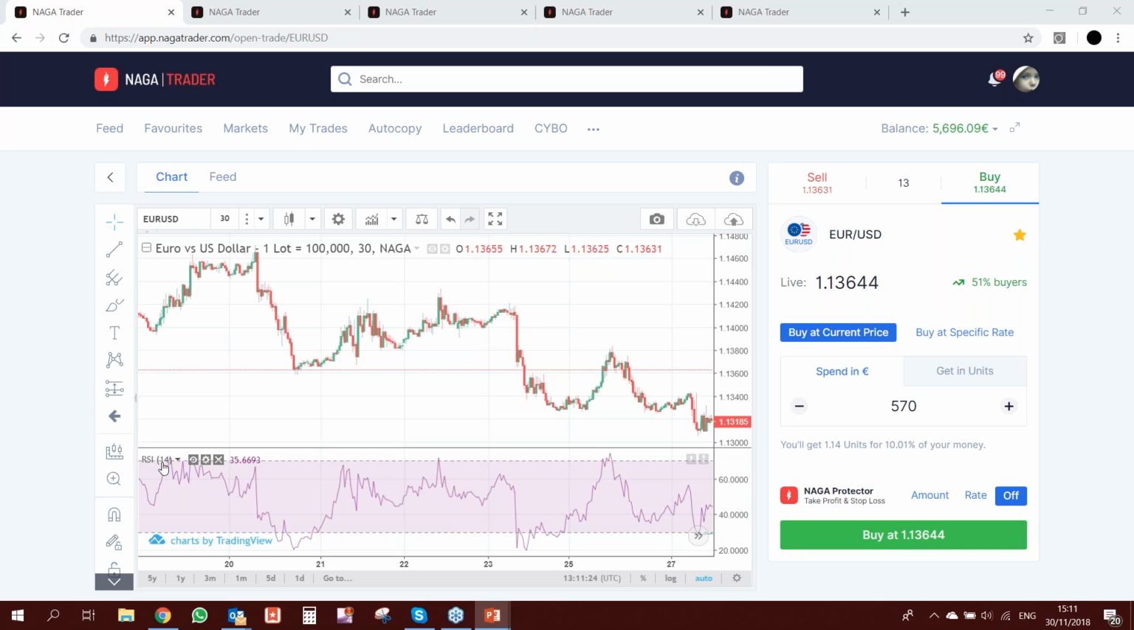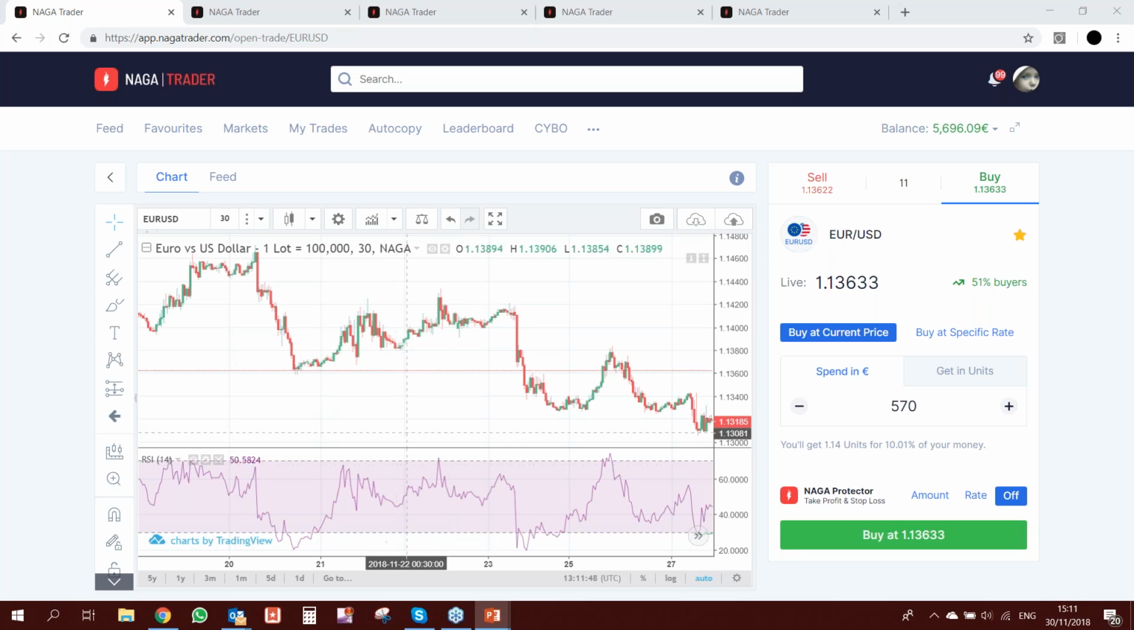On oscillators we can also choose the periods. For example, here we have the RSI 14, which takes into consideration the last 14 days, or minutes. It's the periods, depending on the chart. For example, here we have the last 14 30-minute candlesticks.